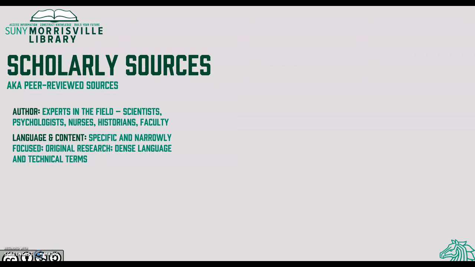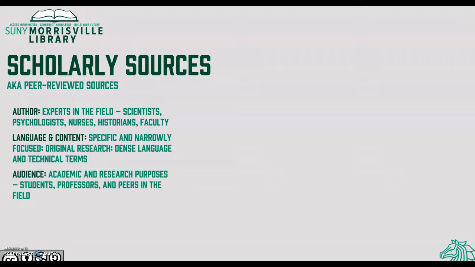The language and content of a scholarly article are specific and narrowly focused. The content usually is original research or original findings. The language tends to be denser and sometimes hard to comprehend due to overuse of jargon or technical terms. The intended audience for these articles are students, professors, and peers in the field due to the article's purpose of academic and research needs. Scholarly articles are meant to be consumed for educational and scientific purposes.